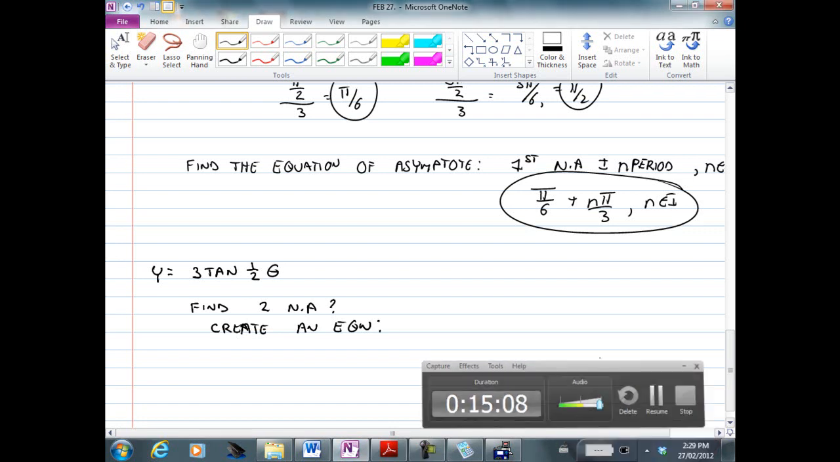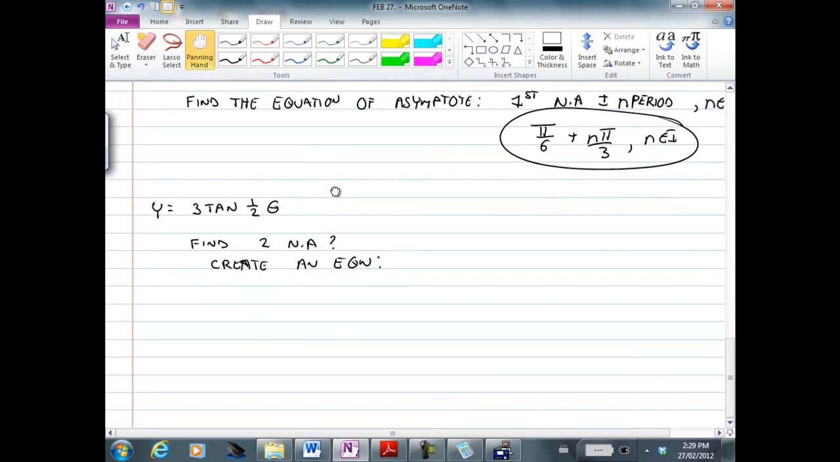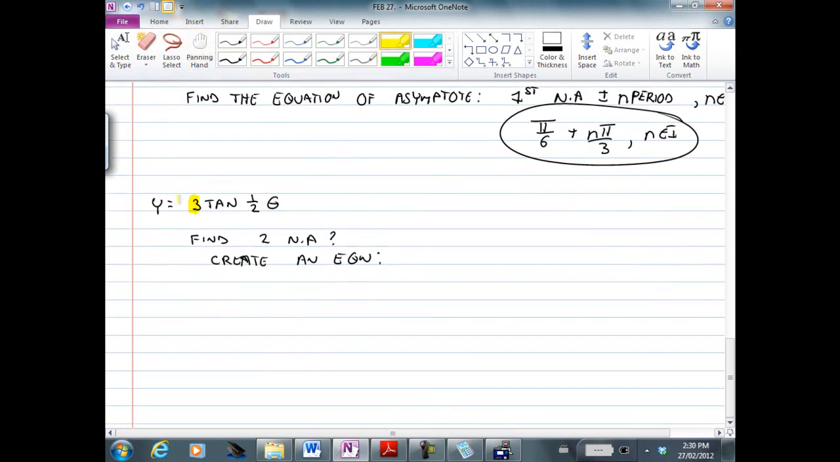Pause. So I'm going to just use the formula. All these numbers right here, the 3, it doesn't change in any way whatsoever. So I go: new asymptote equals my original asymptote, which is pi by 2, divided by 1/2. Robert, what's my first new asymptote? So pi by 2 divided by 1/2 is 2 pi by 2, which is pi. So my first new asymptote is pi.